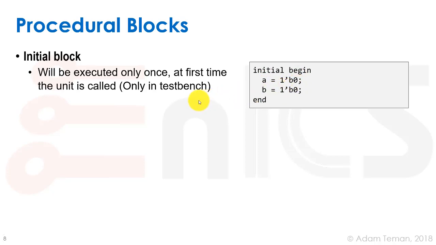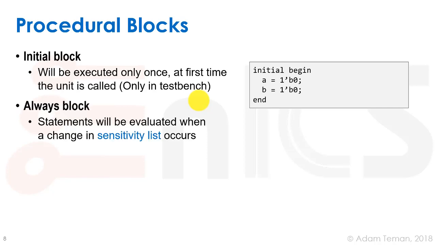But that obviously we cannot do in hardware. We have to put some sort of a structural thing to actually make that happen, and that we will do with what we call an always block. Okay, there are also always blocks in behavioral, and we'll see it later when we see a test bench example. So with always blocks, statements are evaluated when a change in the sensitivity list occurs.